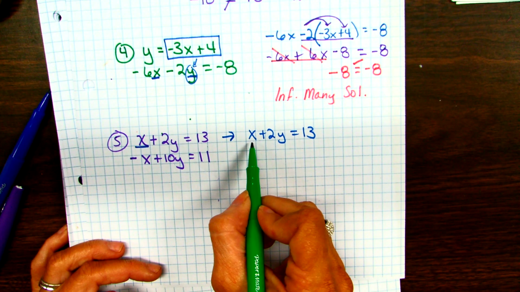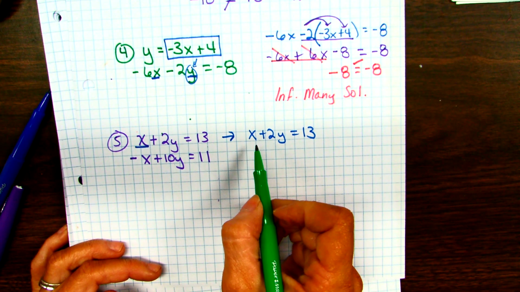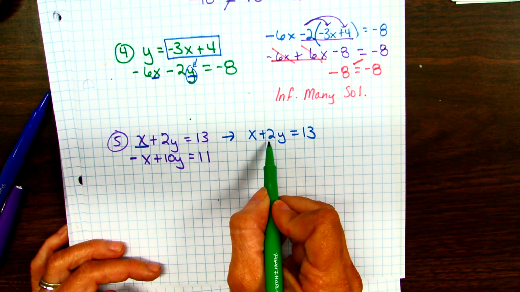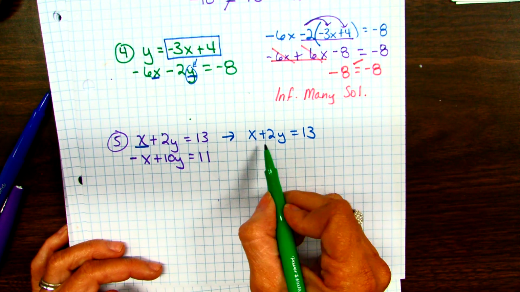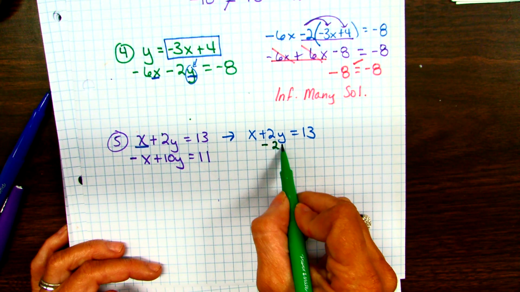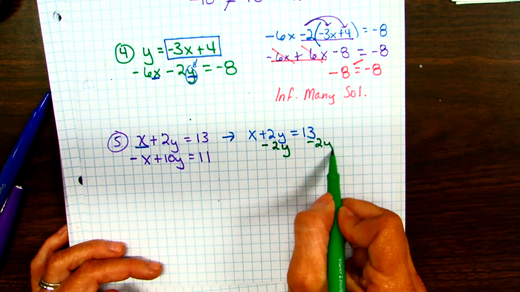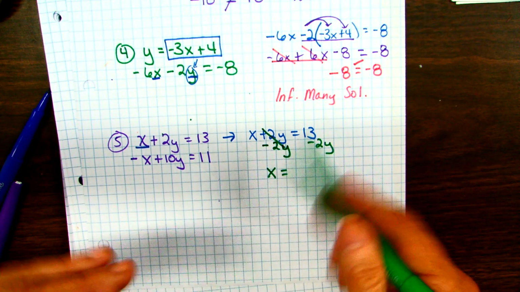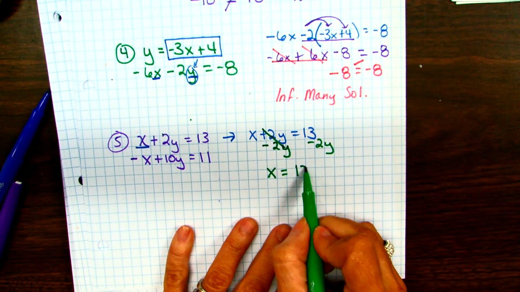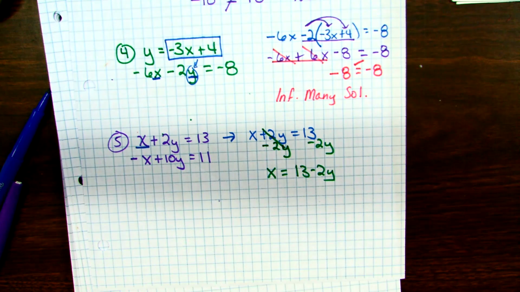So there's no 2x in the problem. Aristotle, help her out. What am I going to do to get x by itself? Subtract 2y. Do you see that, Sadie? Yeah. So x equals, and the order you write this in makes no difference. Do what you please. Okay?